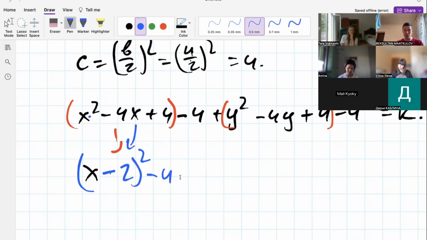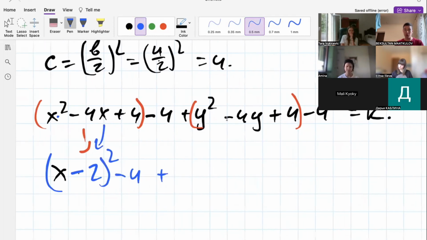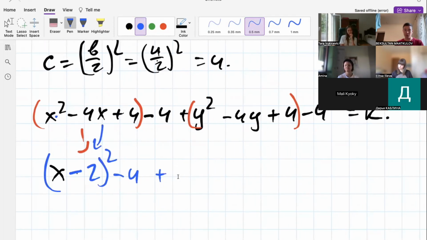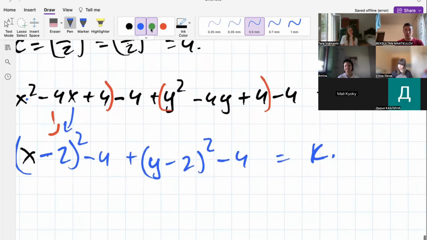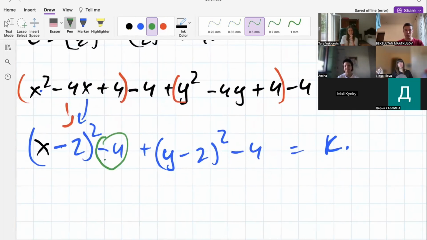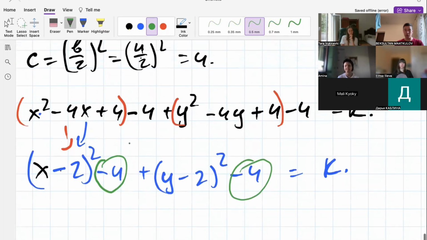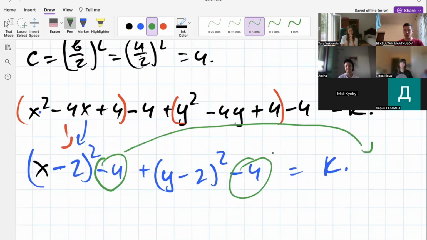Then you have minus 4, and then the same for y. It will be y minus 2, squared, minus 4 is equal to k. And now you have to transfer this minus 4 and this minus 4, you have to move them to the right part. So it will be plus 4, plus 4.